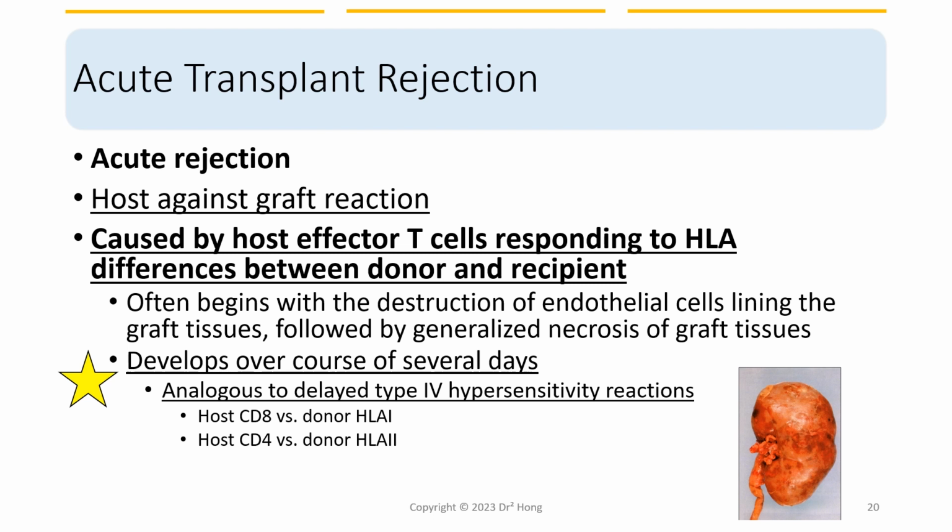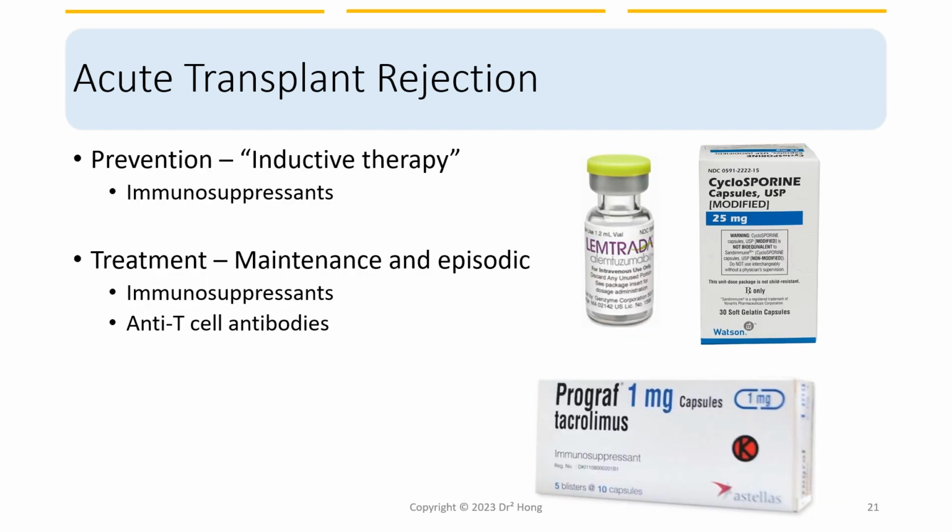This is very similar to type 4 hypersensitivity reactions, where you have CD8 cells from the recipient against the donor HLA1 and the recipient CD4 T cells against donor HLA2. To prevent acute rejection, we could use something called induction therapy to pre-treat the recipient with immunosuppressant drugs. We can treat with maintenance and episodic treatment using different immunosuppressants, such as anti-T cell antibodies or general small molecule immunosuppressants such as cyclosporin.